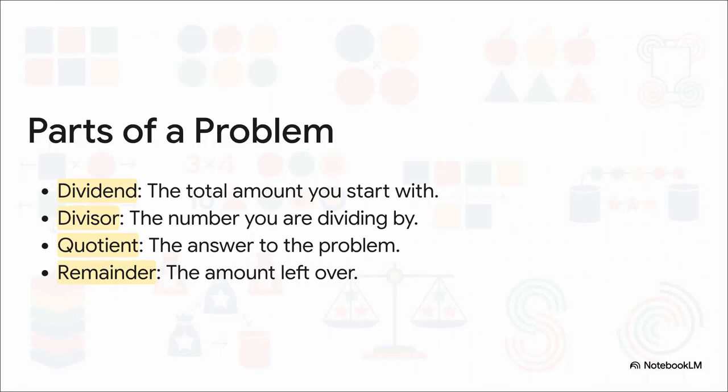And just like multiplication, division has its own lingo. The big number you start with, that's the dividend. The number you're dividing by is called the divisor. Your answer is the quotient. And hey, sometimes things don't split up perfectly.